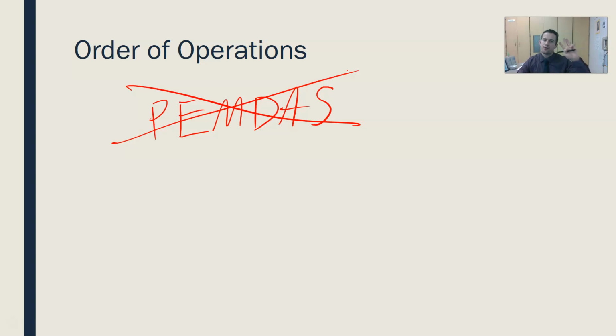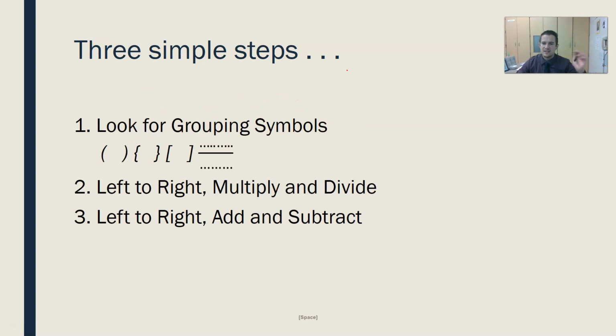I'm going to cover 3 main things to remember, just 3 steps. So the 3 steps we follow when simplifying mathematical expressions is first I look for grouping symbols. So I look for parentheses, braces, brackets, a fraction bar, something like that. First I look for grouping symbols and simplify math expressions inside those grouping symbols. So that's first.